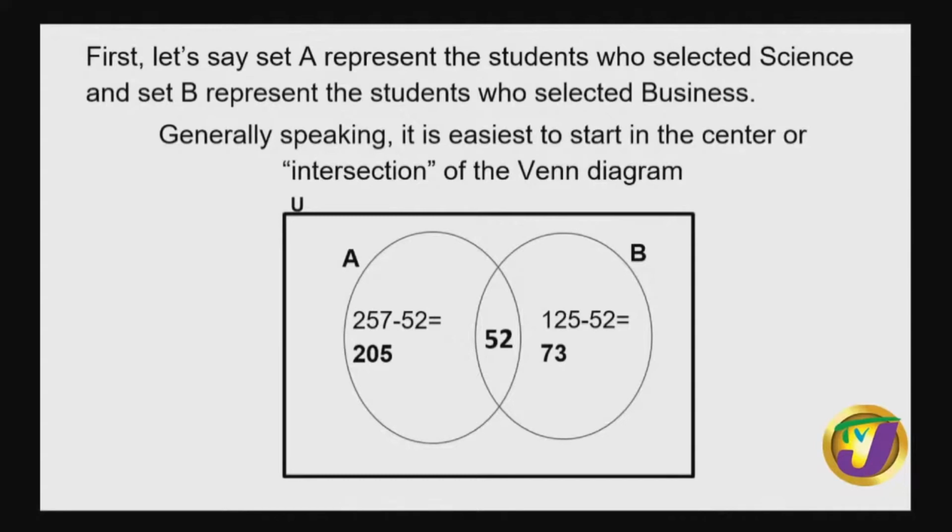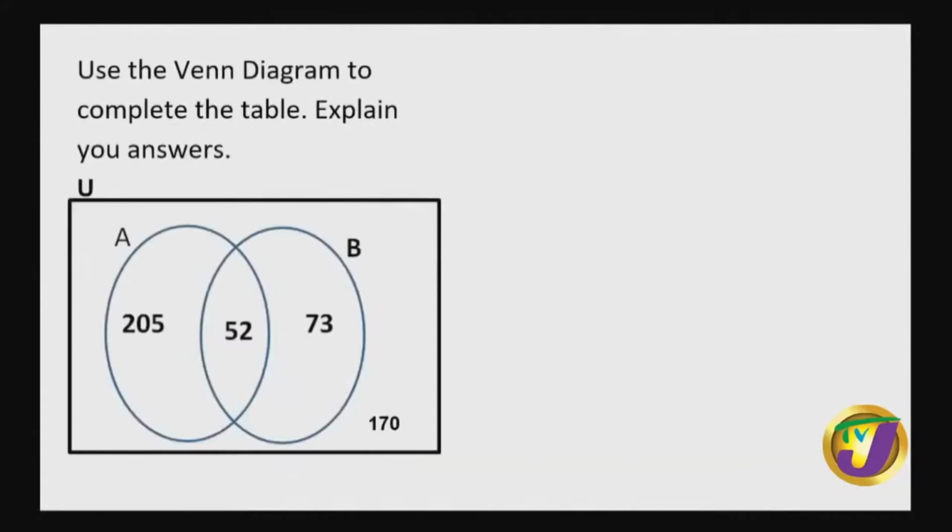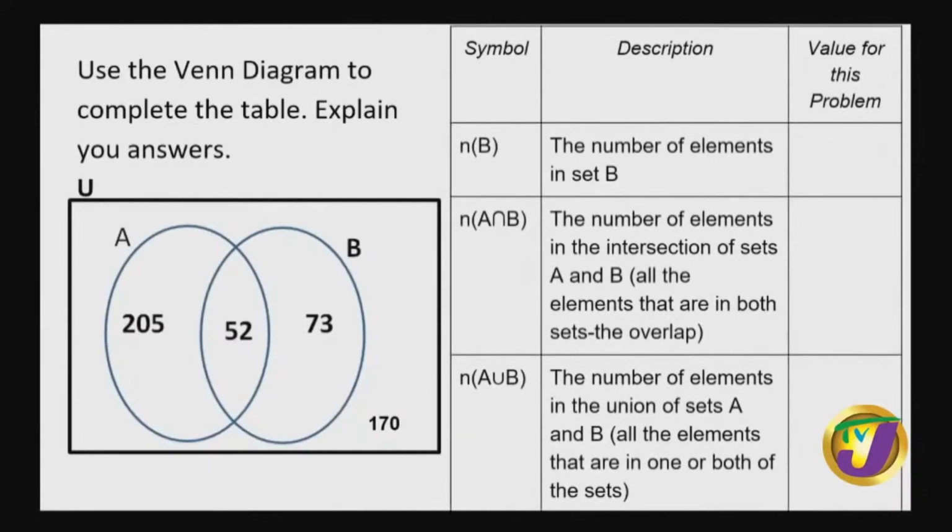All right. So let's use our same Venn diagram now to complete the table, and we're going to be explaining our answers. The first one is asking us the number of elements in set B. Pay attention to the notation: it's n with regular brackets and a capital B inside. You're talking about all of set B, so the 52 plus the 73, which is 125.